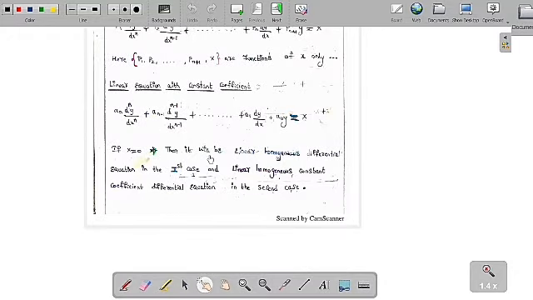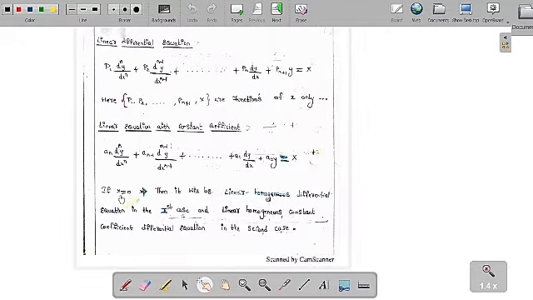If X is equal to 0, then it will be a linear homogeneous differential equation in the first case and a linear homogeneous constant coefficient differential equation in the second case. You can see clearly here, if X is equal to 0, it indicates we can call this equation a linear homogeneous differential equation.